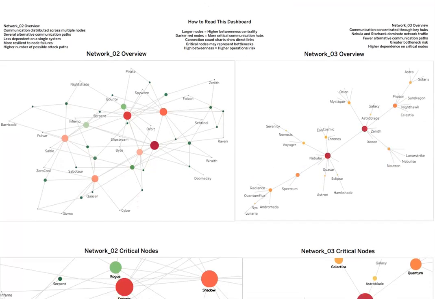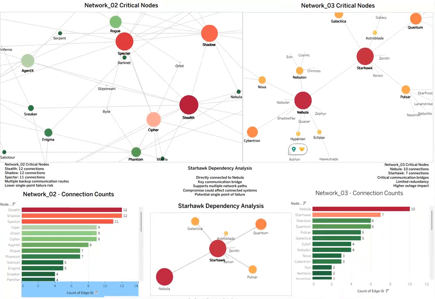Now moving on to critical nodes. For Network 2, the most important nodes are Stealth, Shadow, and Spectre. For Network 3, the most important nodes are Nebula and Starhawk. These nodes represent the highest operational cybersecurity risk because they support a large amount of network communication.